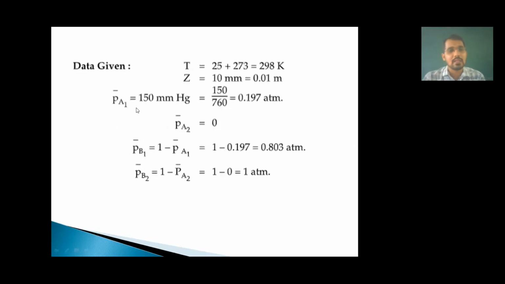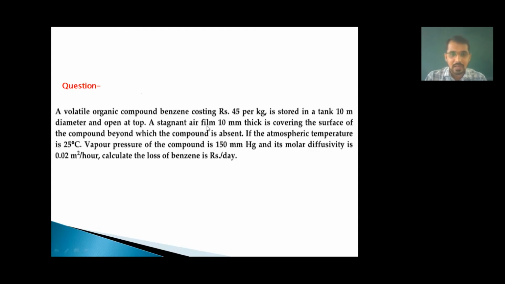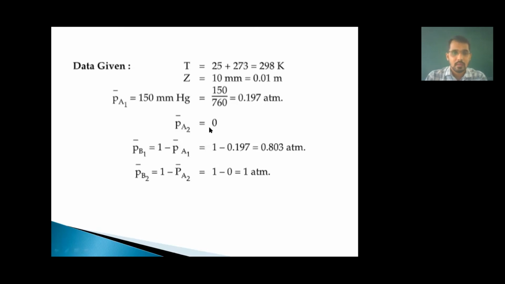After that, PA1 bar is equal to 150 mmHg. We have to convert into atmospheric pressure. How to convert that? 150 divided by 760 mmHg, you will get 0.197 atmospheric pressure. After that, PA2 bar is equal to 0 because the air film is stagnant in nature. That's why its partial pressure is equal to 0. After that, we can calculate PB1 bar is equal to 1 minus PA1 bar. This is the formula for that. Similarly, PB2 bar is equal to 1 minus PA2 bar.